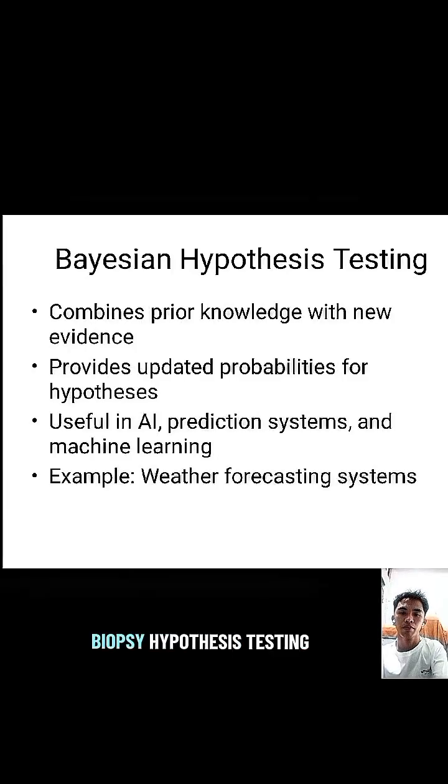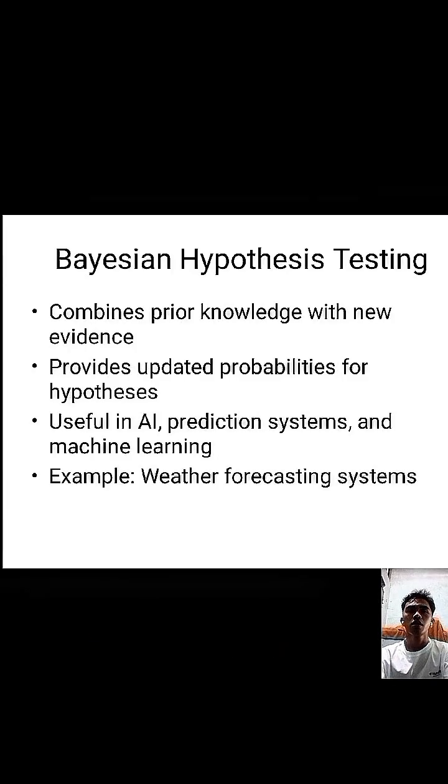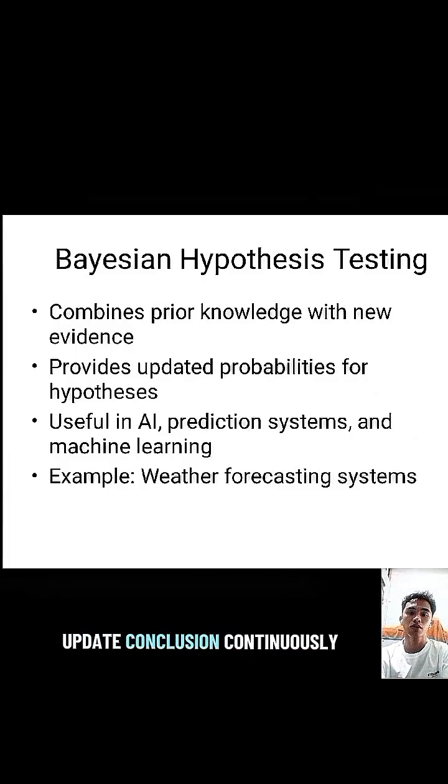Next is Bayesian hypothesis testing. Bayesian hypothesis testing is different from traditional frequentist testing because it includes prior knowledge or previous information. Instead of focusing only on the new data, Bayesian methods combine prior beliefs with new evidence. This approach is very useful in intelligent systems because it can update conclusions continuously as new information becomes available.